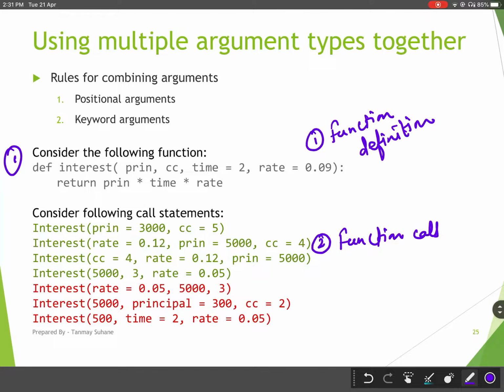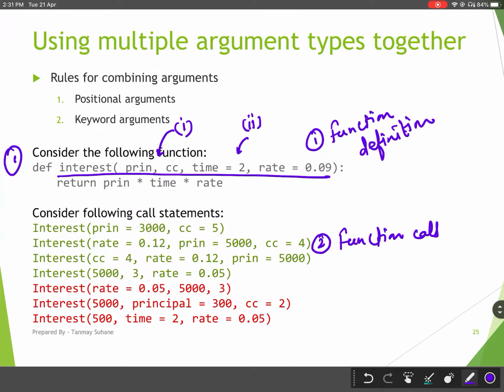So in the function definition, this is the function prototype. So here I have to use all the positional arguments first, then I have to use all the default arguments after that. So I think it will be clear to you. First, positional arguments. Second, all the default arguments.